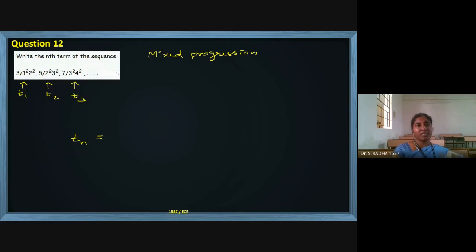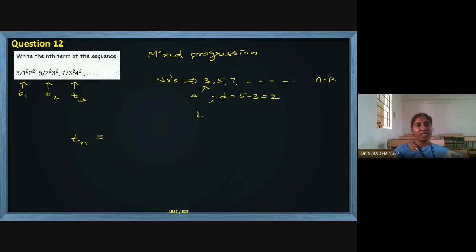the first term is 3, the second term is 5, then 7. If I consider only numerators, it is like 3, 5, 7, like this. It is following an arithmetic progression. The first term is a, and the difference is the second term minus the first term, which is d. The first term a value is 3, and the difference is 2.